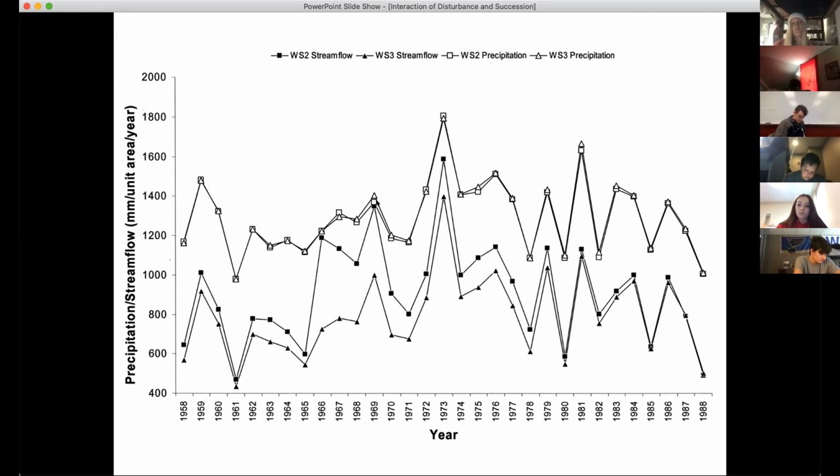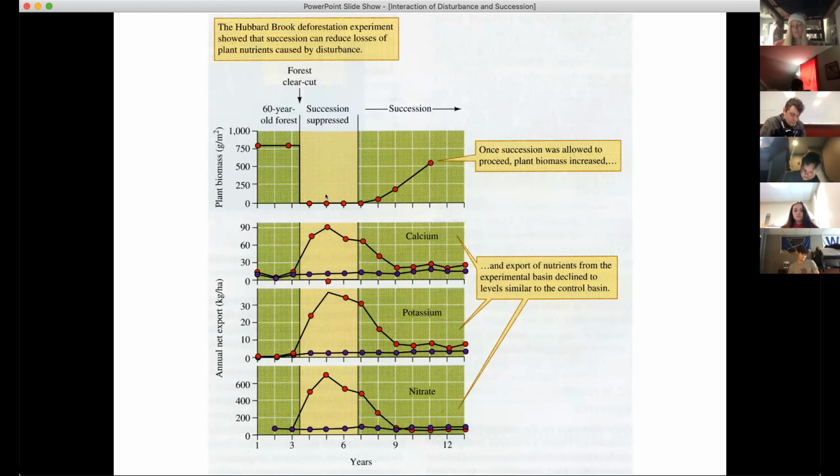So this is a figure also from your book, if I recall correctly. And so here we have in this first panel is plant biomass. There was a lot of plant biomass on the landscape before the deforestation. After the deforestation, and they suppressed the regrowth of the plants, there was very low biomass because they cut all the trees down, and then they prevented them from growing back by applying herbicides. But then once they stopped applying herbicides, you can see that plant biomass takes off, and it returns pretty quickly.